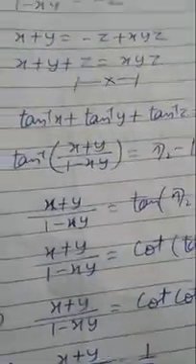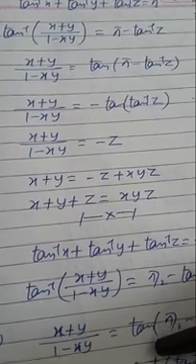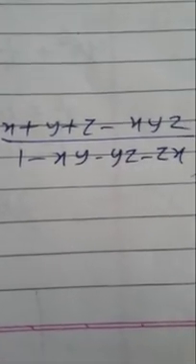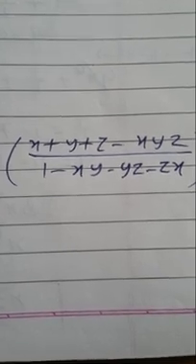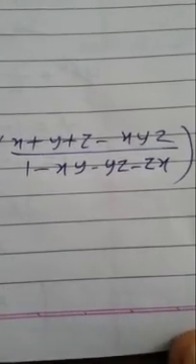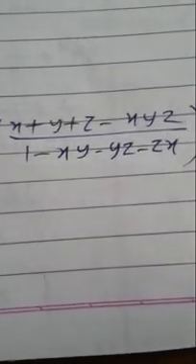Now for these two questions we have another method. We use this formula: tan inverse x plus tan inverse y plus tan inverse z is equal to tan inverse of (x plus y plus z minus xyz) upon (1 minus xy minus yz minus zx). If we use this formula, we get the answers to those two questions.